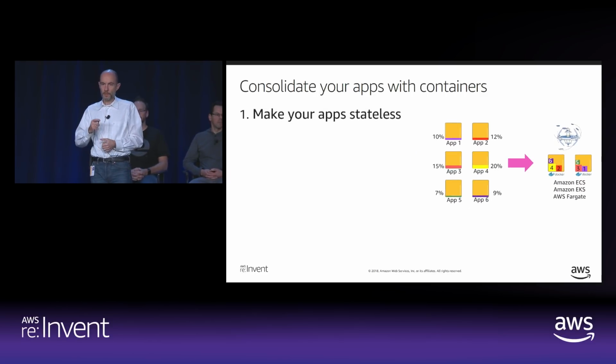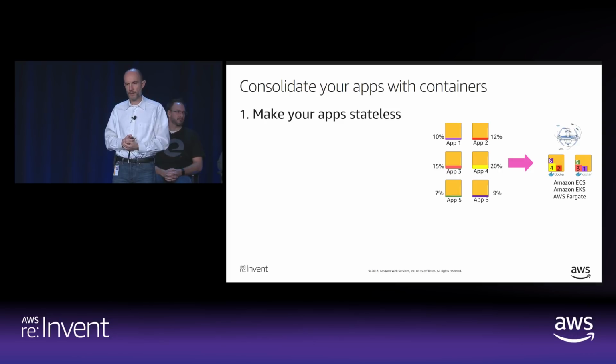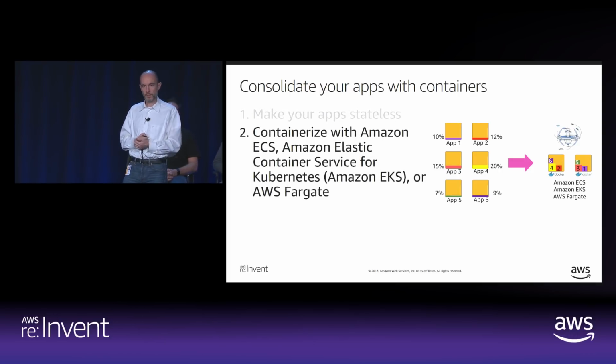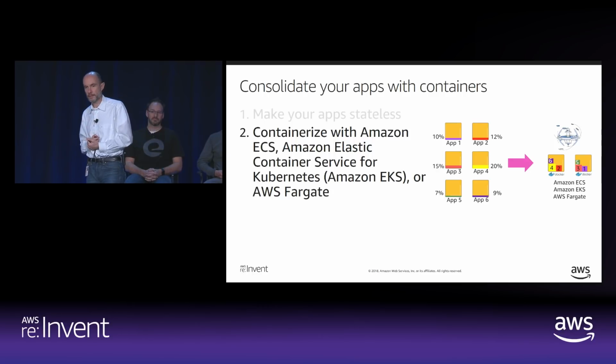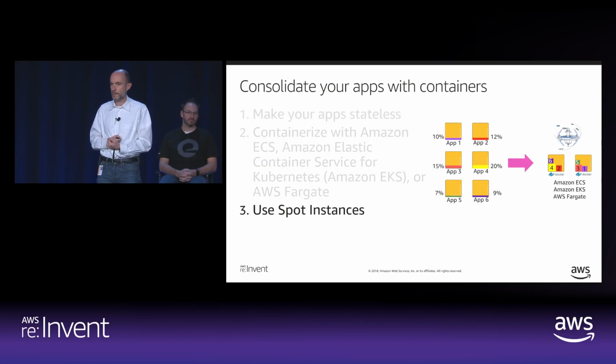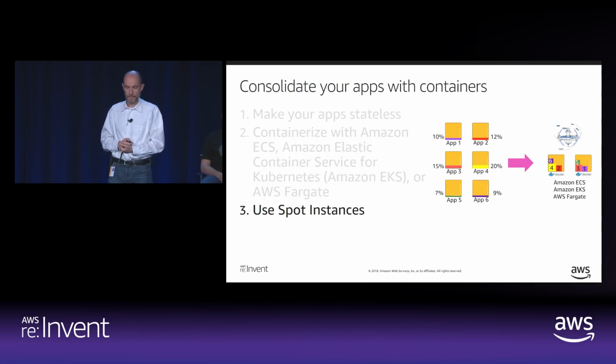So here's how this works. First, you should make your applications stateless, which enables them to be more mobile, more flexible. And then you can run them on a container platform of your choice. It could be ECS, it could be EKS, it could be Fargate. And then you can start saving by using them on Spot instances. So you can get two different kinds of savings: first, by consolidation, and second, by using Spot.